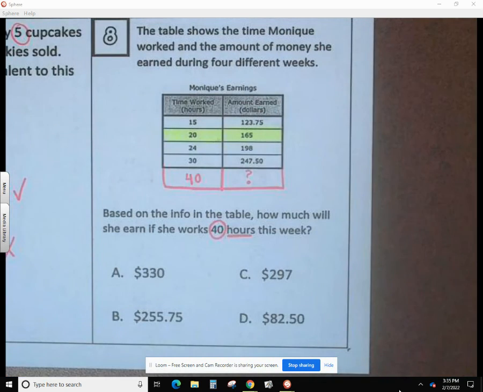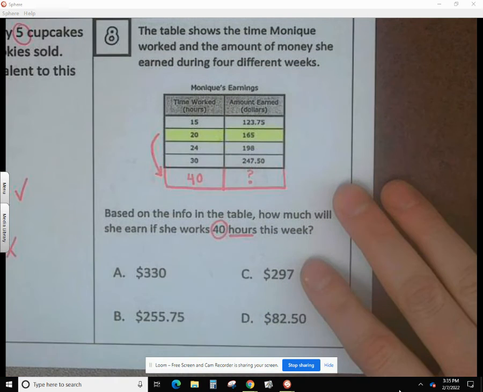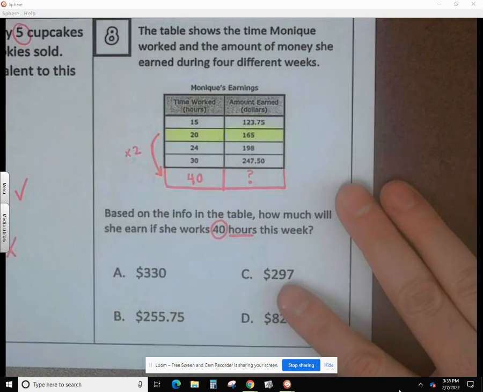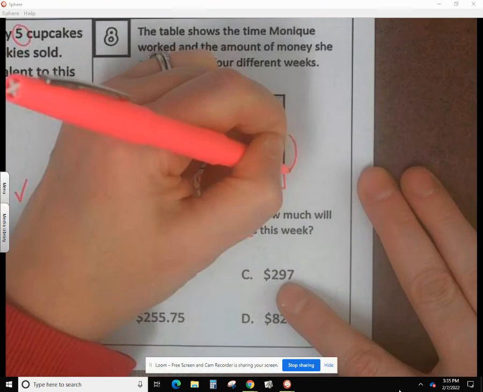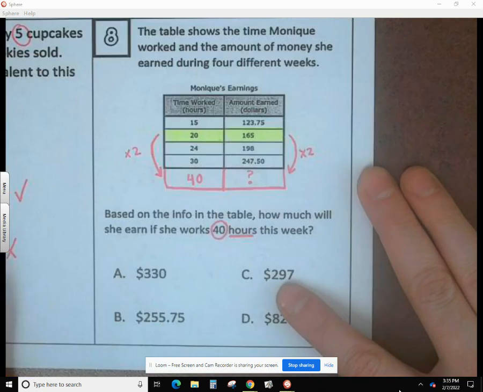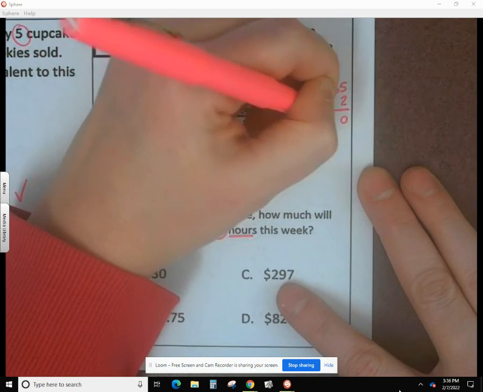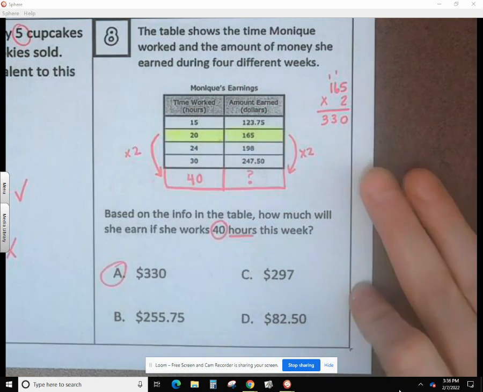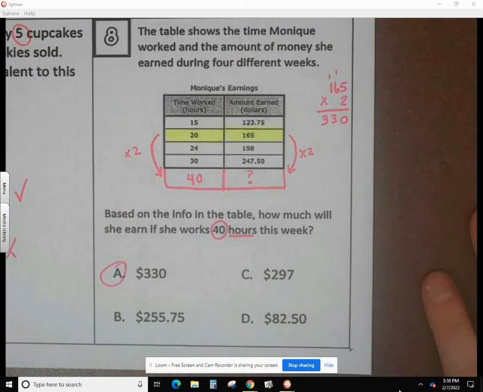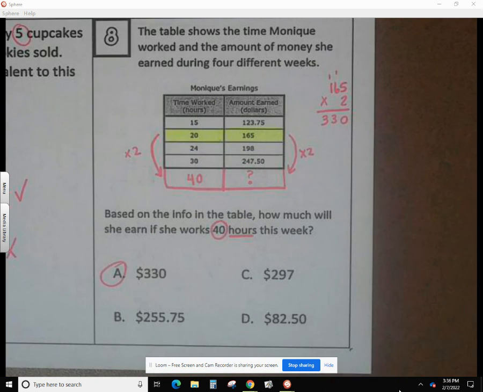And so I'm just going to ignore every other line on the table, and I'm just going to look at what I would have to do to 20 to get 40. And all I have to do is double it. I can just multiply 20 times 2 to get 40. And if I do that, I do the same thing on the other side. So 165 times 2 gives me $330. So what could look like a confusing problem is actually super easy if you just look for a line that has a relationship with the number you're using.